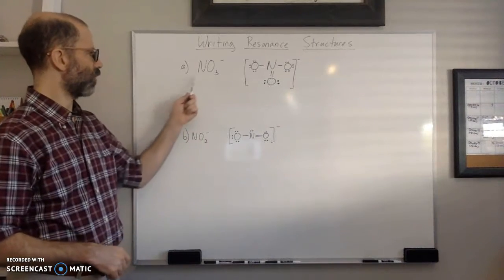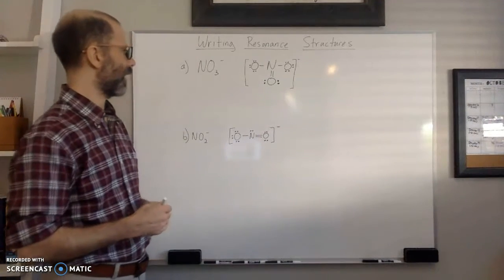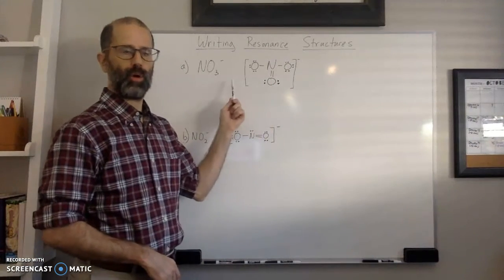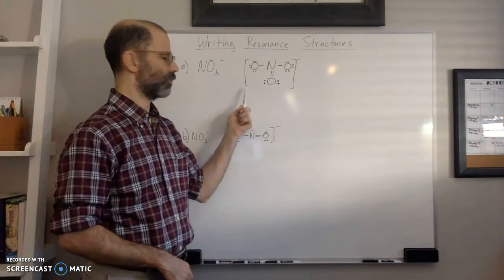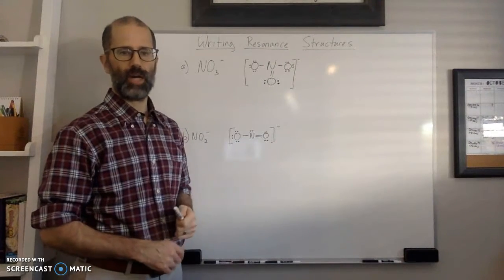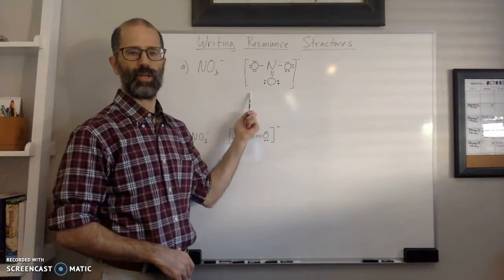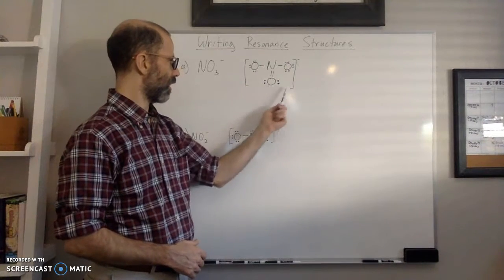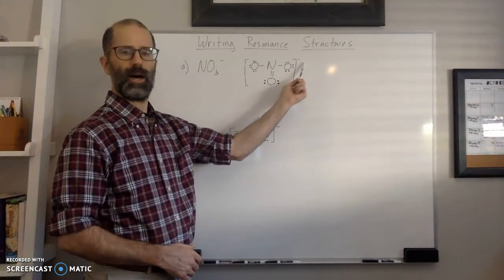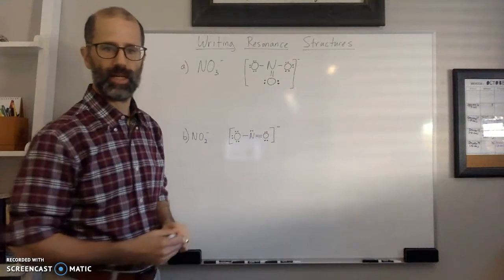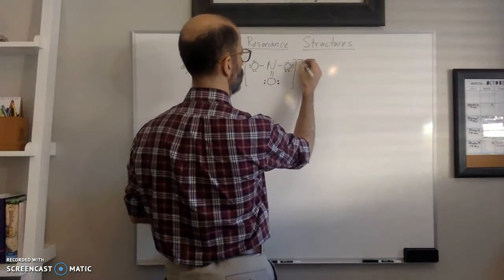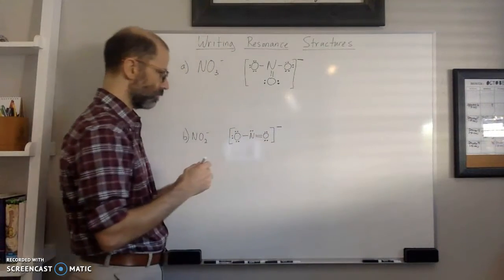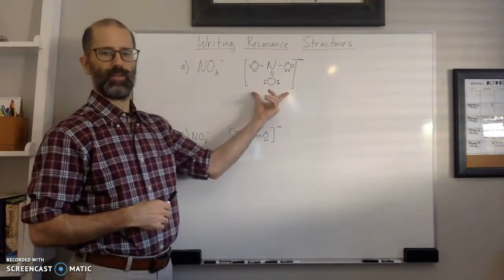So let's start with NO3 minus, our nitrate ion. You'll notice that here's the Lewis dot structure. Notice that I have square brackets around the Lewis dot structure because it has a negative charge. This is the way you do the Lewis dot structure for negative ions: you have square brackets around the Lewis dot structure with the charge on the outside of the square brackets. So then these are the Lewis dot structures.